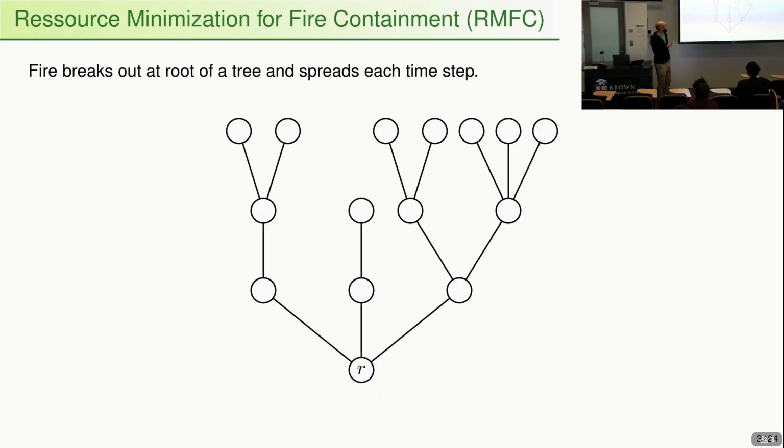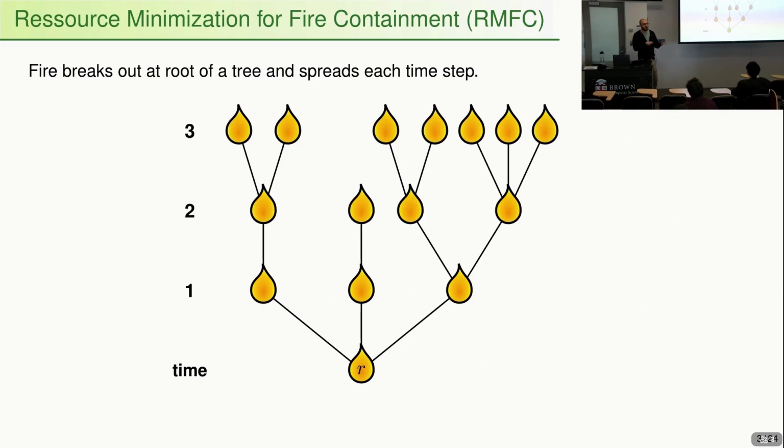So what is the problem? We are given a rooted tree. We have some root, which we always depict here at the bottom of our tree, and there some fire breaks out. At each time step, this fire will spread to the neighbors. So in the first time step to these vertices, then to these, and in the very end, the whole graph would burn down after 3 time steps.